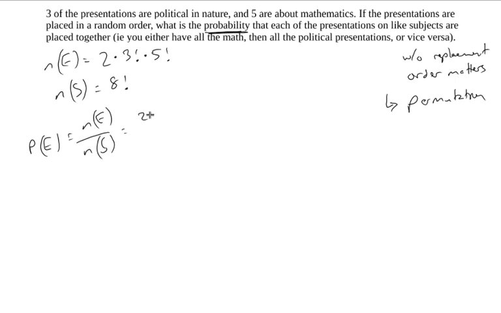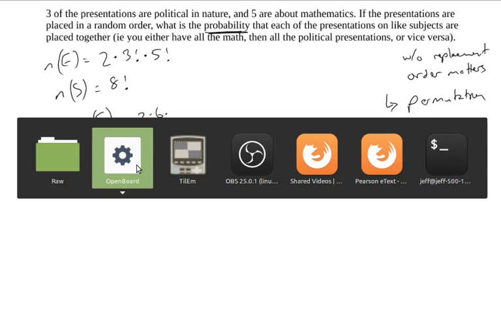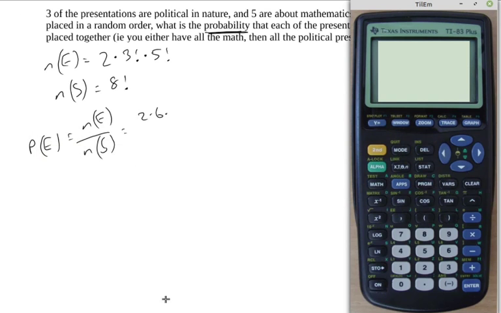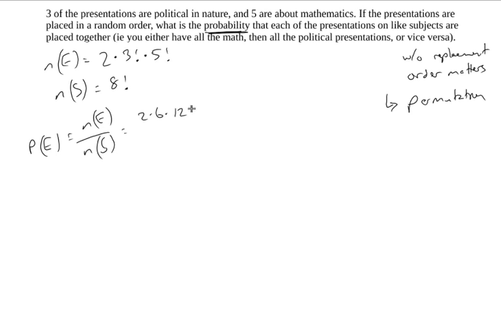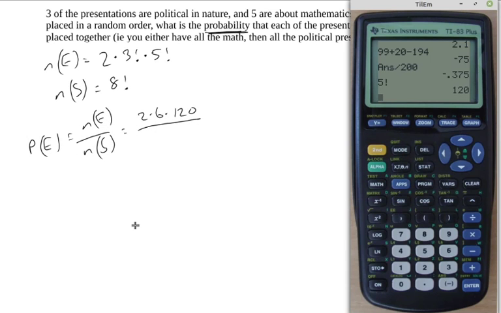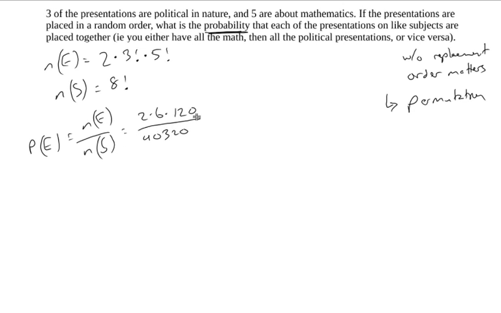So this would be 2 times 6 times 5 factorial, and 5 factorial is 120. And 8 factorial is 40,320. That would be the probability that all the presentations of the like nature, or of the like subjects, are placed together.